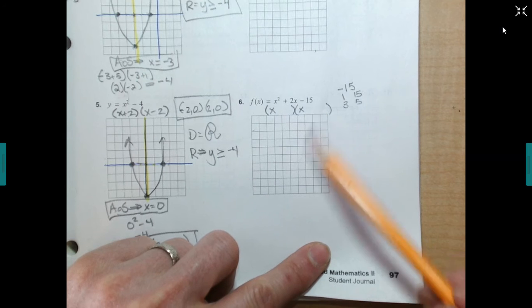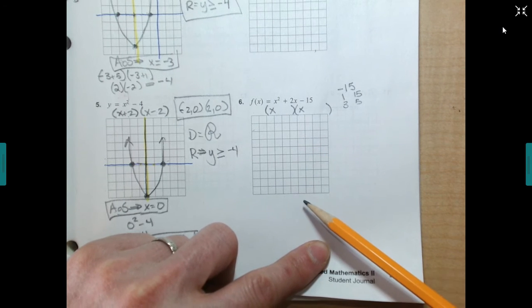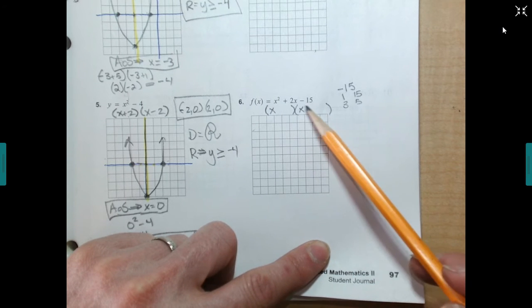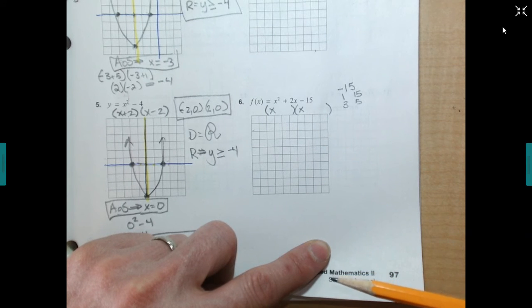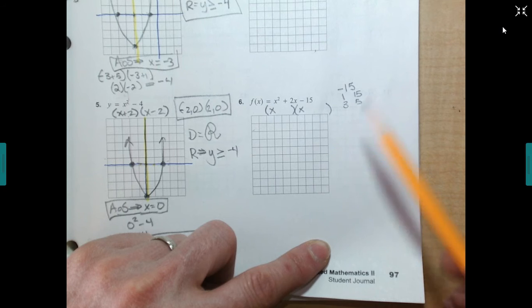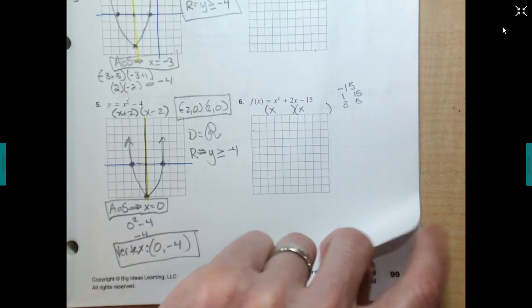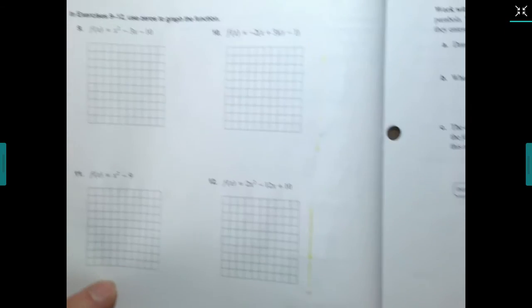Then you'll have your intercept form, write an intercept form, get your axis of symmetry, plug your axis of symmetry into here, and then you'll have your vertex, which will allow you to do your domain and your range. All right, let's look at a couple more.